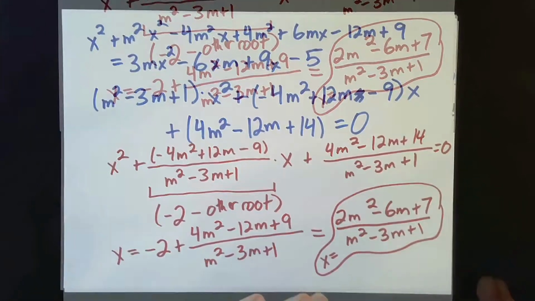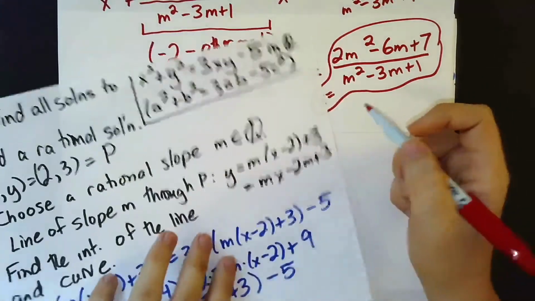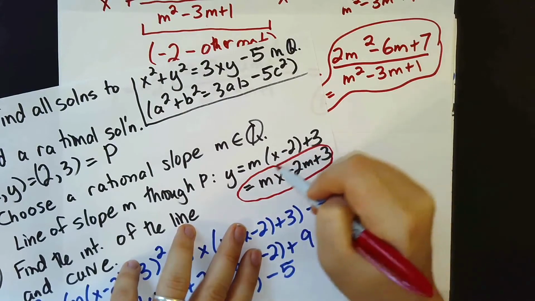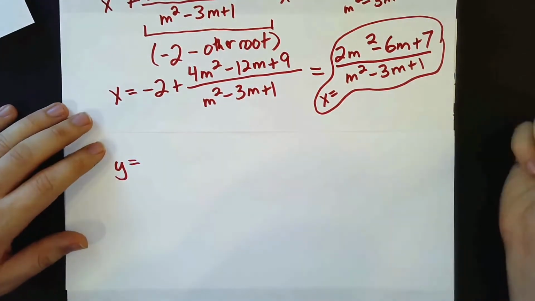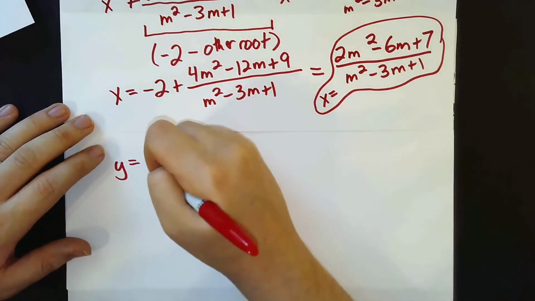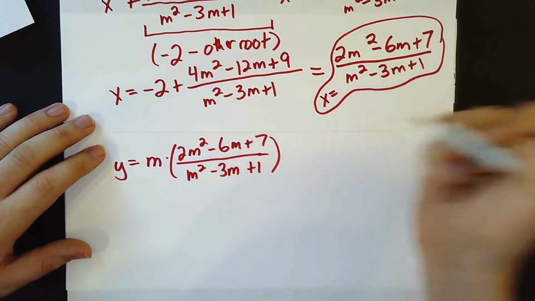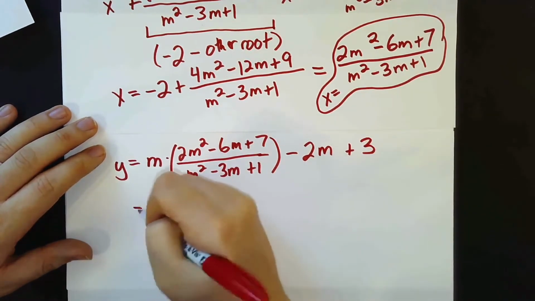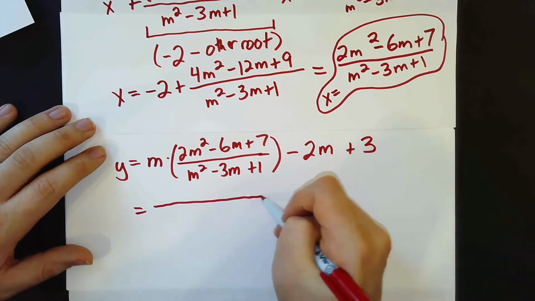And my corresponding y here, I get by going back to the equation of the line, which is all the way back here. So y is going to be m times x, so that is m times that mess, minus 2m plus 3. So let's go ahead and work this all out.